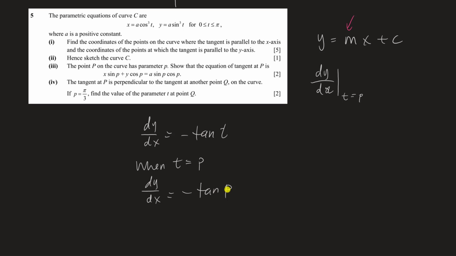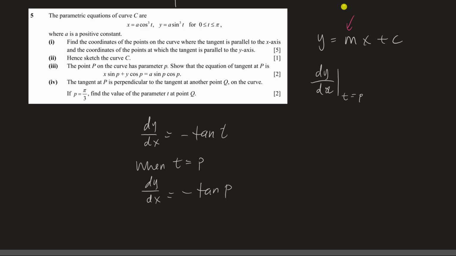P is just a number that you don't know. It is not a variable anymore. We know that this is negative tangent P. The gradient is negative tangent P. What is point P then? Just need to sub in t equals to P, right? When t equals to P, gradient is this. Point P will be a cosine cube P, a sine cube P. Then just throw all this information into your y equals to mx plus c.